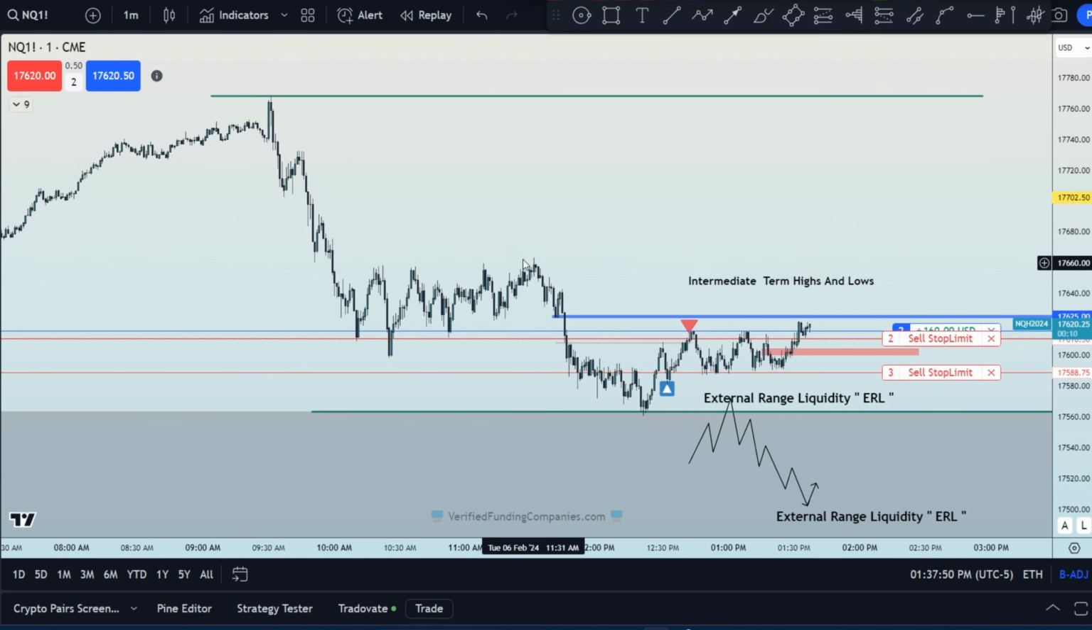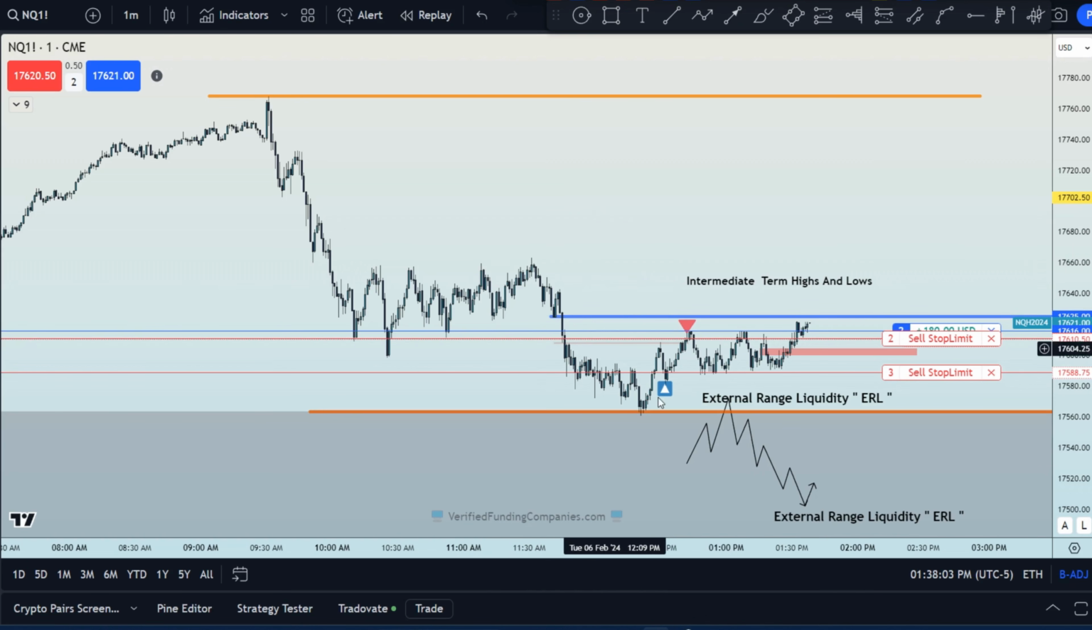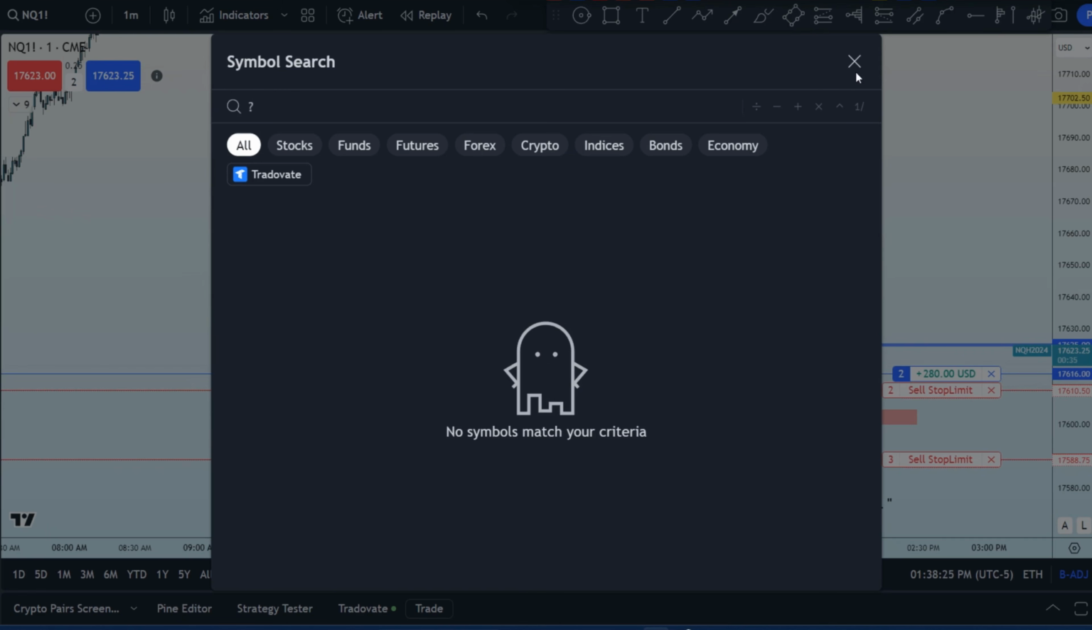So these highs and lows inside of this are going to be expected to be broken and used to create and induce traders to buy and sell and put stops above and below these highs and lows. And then we should expect them to get raided pretty easily.